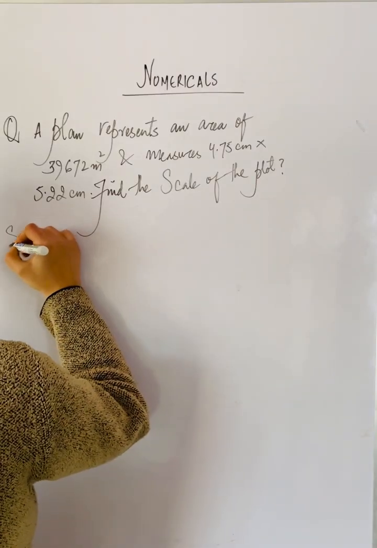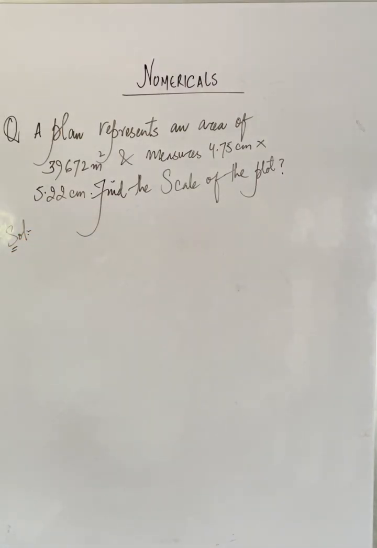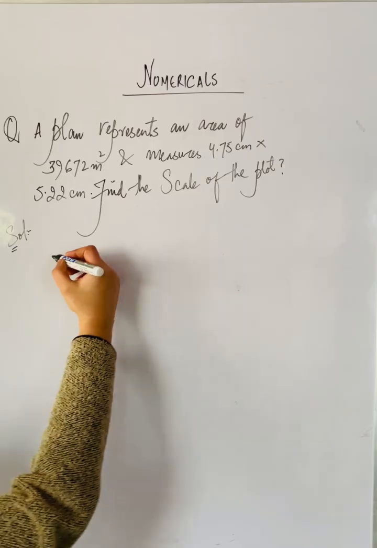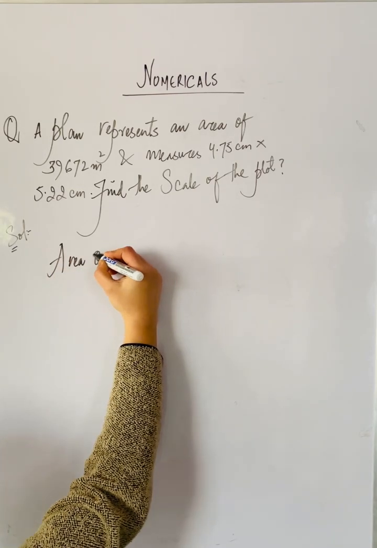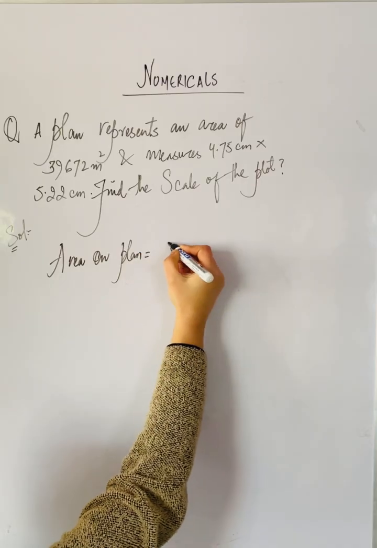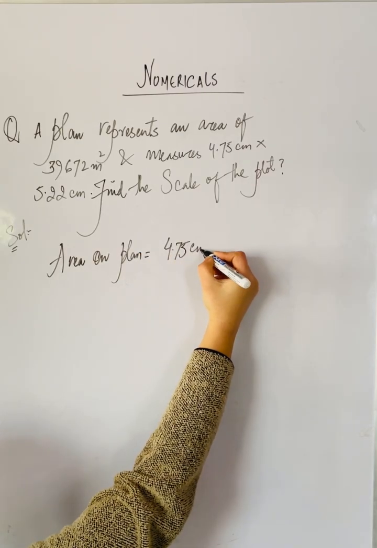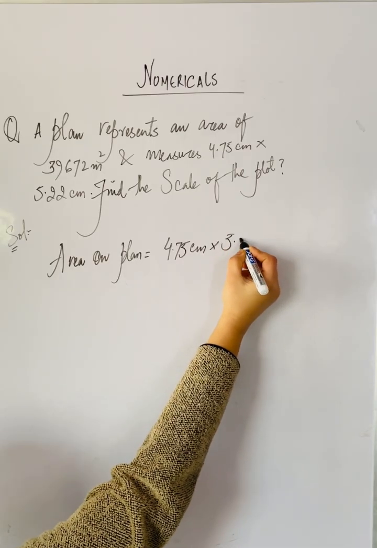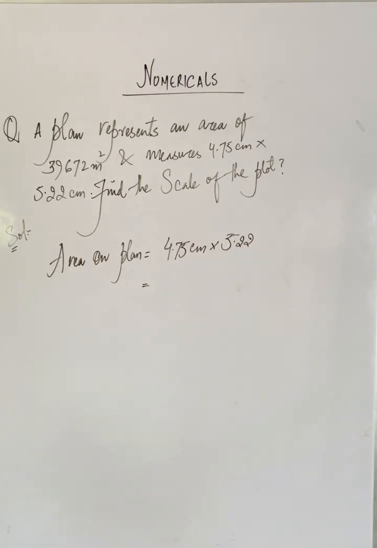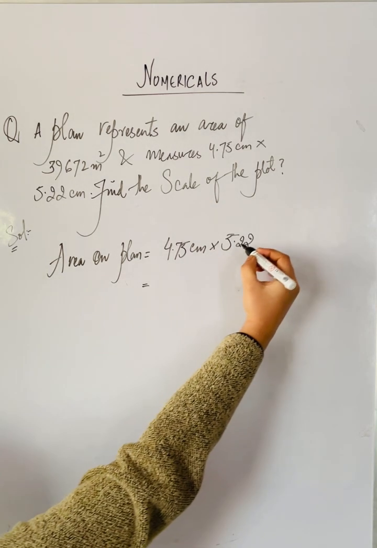Right? Let's try to solve this question. The question is, a plan represents an area of 39672 meters square and measures 4.75 centimeter cross 5.22 centimeters on the plan. We have to find the scale of the plot. What is the area on the plan? 4.75 centimeter cross 5.22 centimeters, right? So my area on the plan is 24.79 centimeters square.